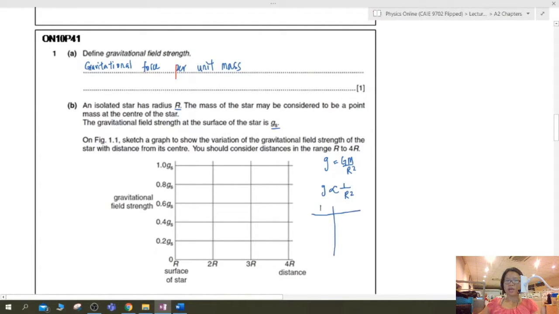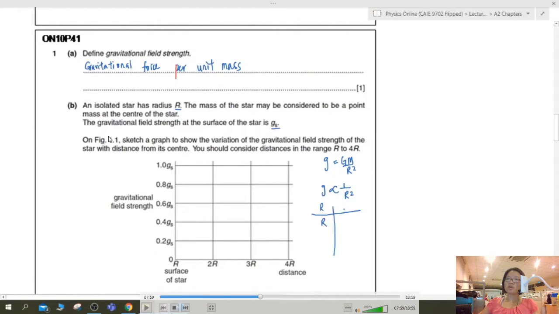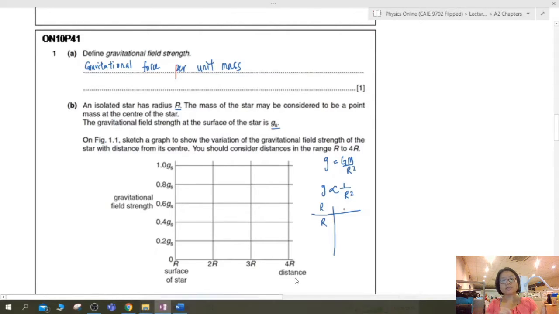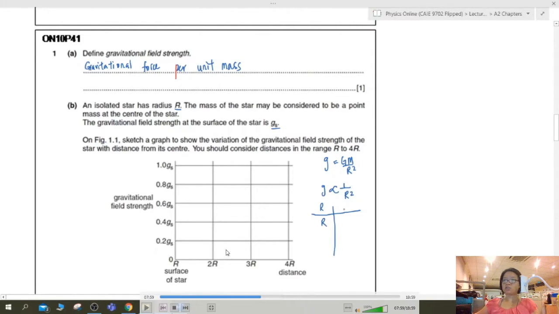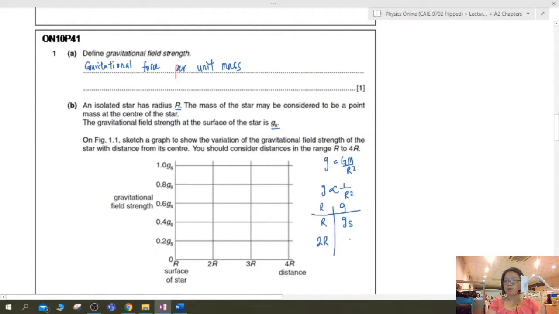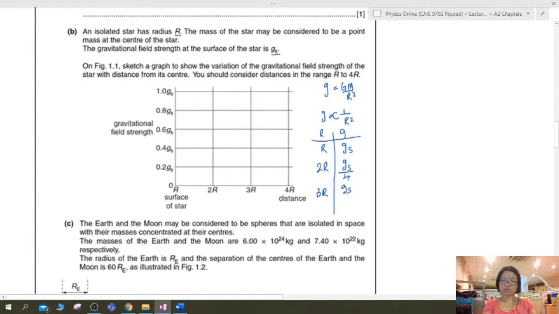Anyway, you are asked to sketch the variation of gravitational field strength against distance. This is also in your lecture notes. I'm going to sketch this together with you, from the surface of the star to a distance of 4r from the star. You know from this equation that g is inversely proportional to r squared. So what does it mean? When you double the radius, you get 1 over 2 squared, or g0 over 4, the field strength. So this will be 3 squared and this will be 4 squared.